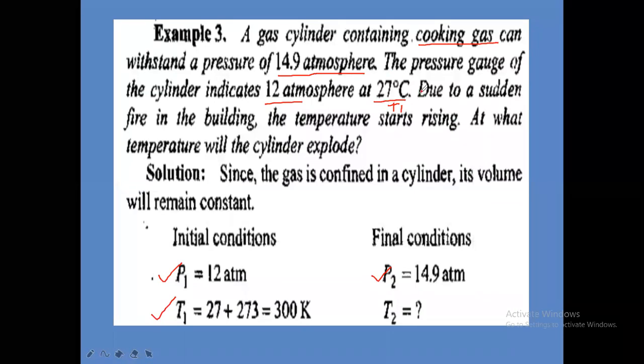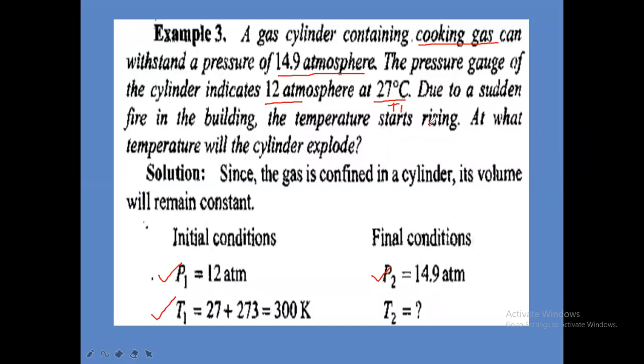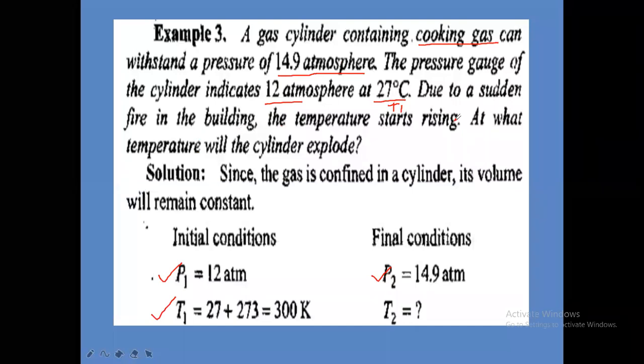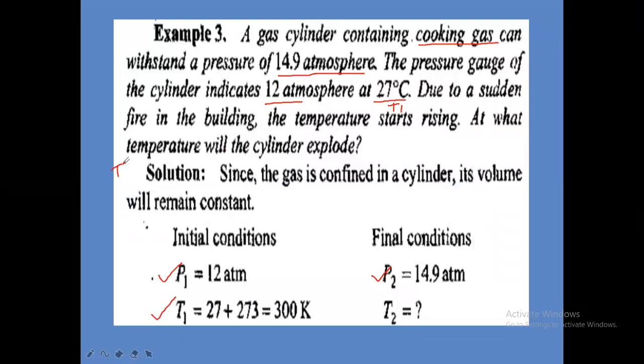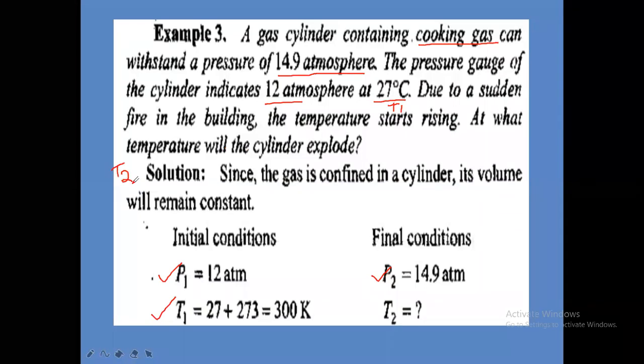Due to a sudden fire in the building, the temperature starts rising. The temperature of the building is increasing. At the same time, the temperature of the cylinder will also be increasing. At what temperature will the cylinder explode? So at what temperature, meaning T2, we have to calculate. So T2 temperature we have to calculate here. Right, ma?